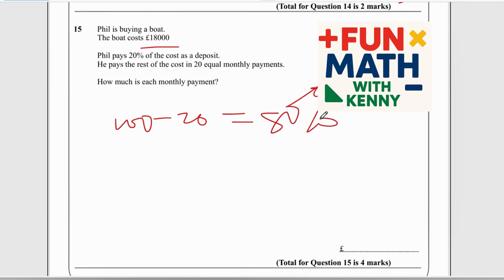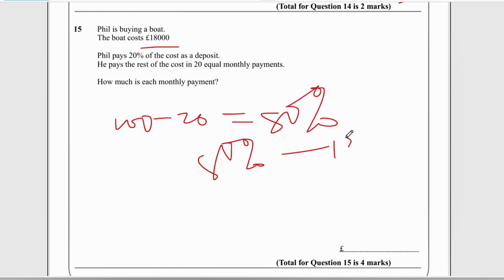Now, how much is the 80%? You need to get 80% of 18,000 pounds. And how do you do that? Remember the easy way from the last video. If you have not watched the last videos, please check my channel, Fun Maths with Kenny. There are other videos there that can also help you. So how do we get 80%? Get 10% first. 10% of a number means divide by 10, right?